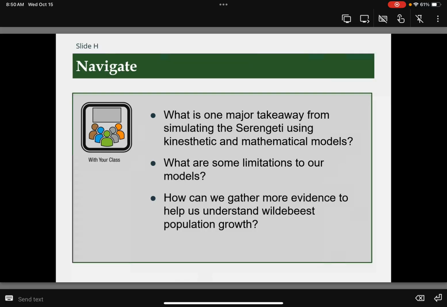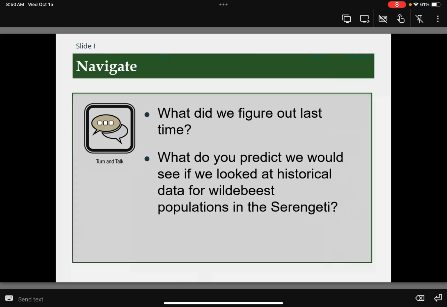Okay, so we are going to start our next lesson. It's supposed to be the end of a day, so anyways, by digging deeper into what is really happening with the wildebeest population and the grass in the Serengeti. Okay, so what we figured out in this is what? What did we figure out from our simulation we did on Monday?